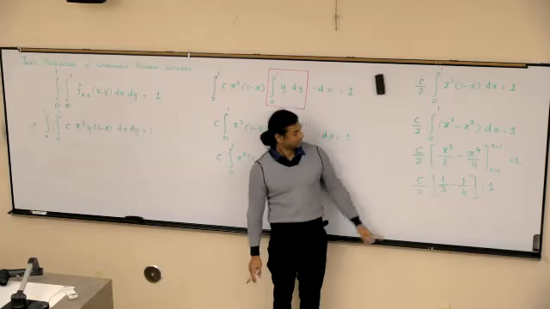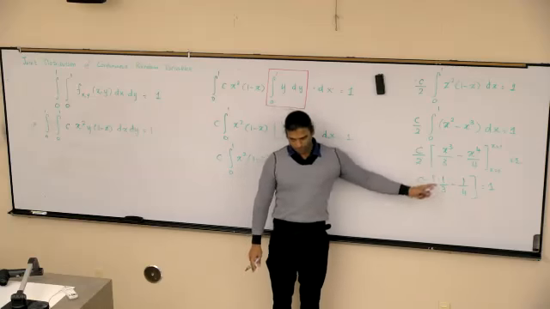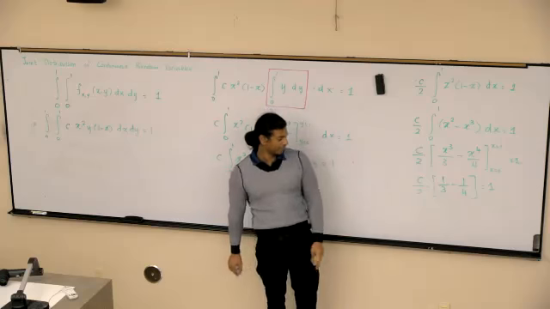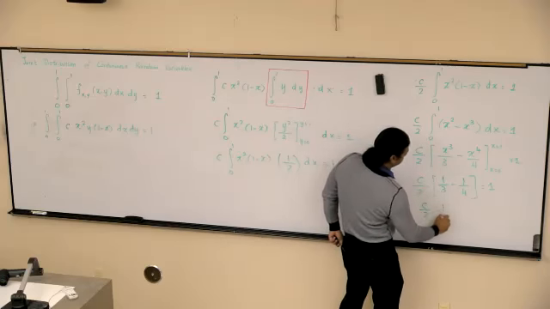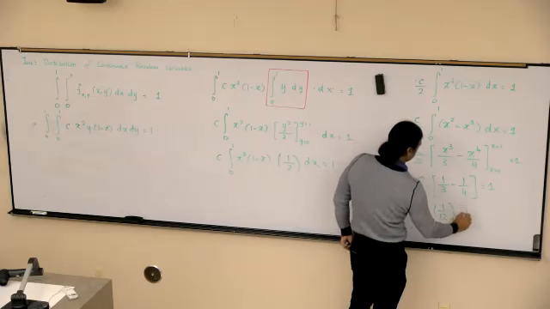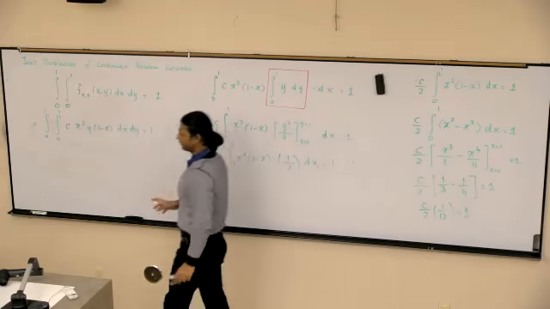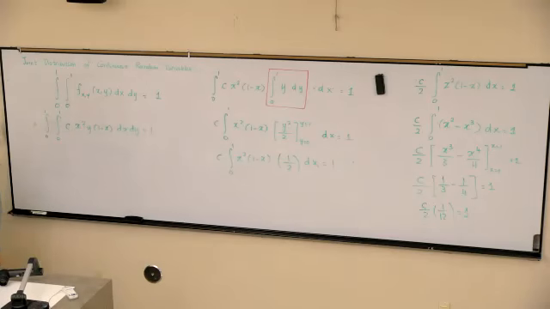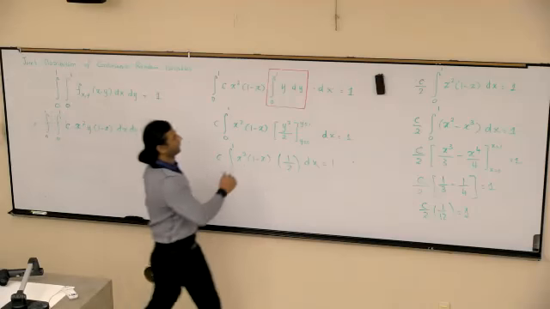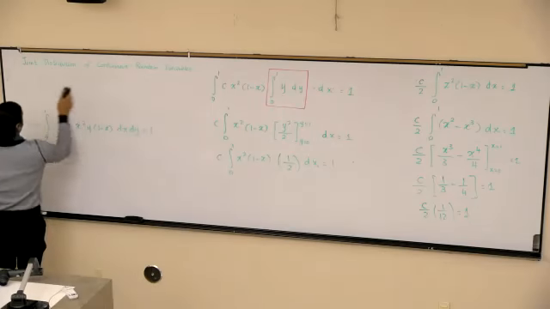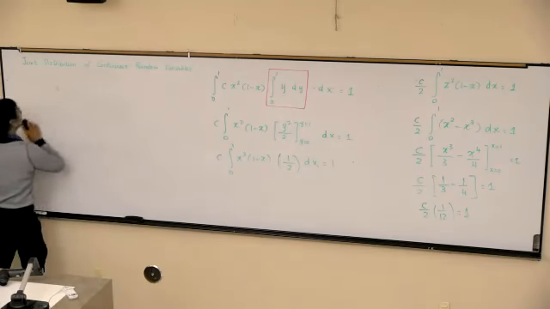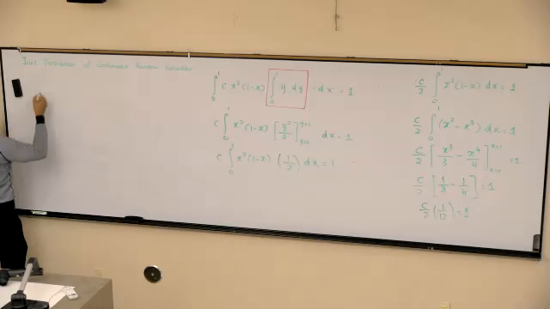Yes? Combine those two, what will we get? 1 over 3 minus 1 over 4 is 1 over 12. So, what is the value of the constant? In order for us to have a joint PDF, the constant has to be 24.